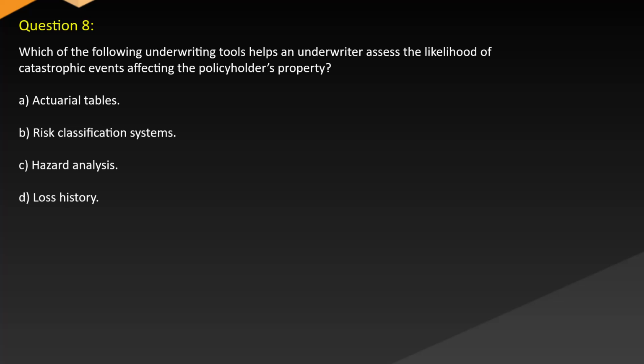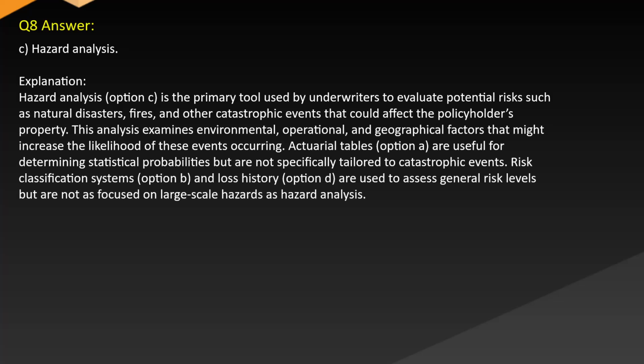Question 8. Which of the following underwriting tools helps an underwriter assess the likelihood of catastrophic events affecting the policyholder's property? A. Actuarial tables. B. Risk classification systems. C. Hazard analysis. D. Loss history. Answer: C. Hazard analysis.